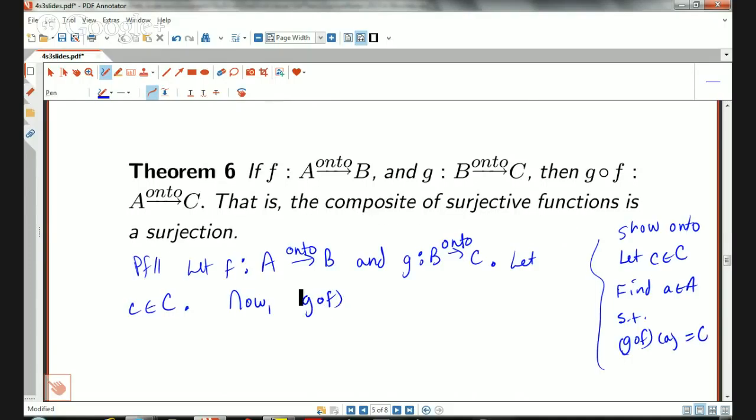G composed with F of X is equal to G of F of X, right? That's what it means. And so we have G of F of X equals C is what we're looking at right here. G of F of A is equal to C. Well, what is F of A? Where does F of A live?